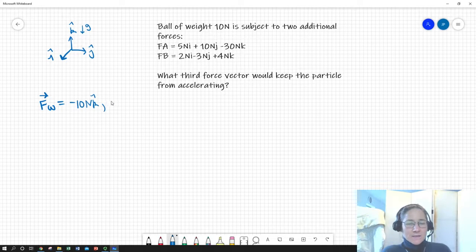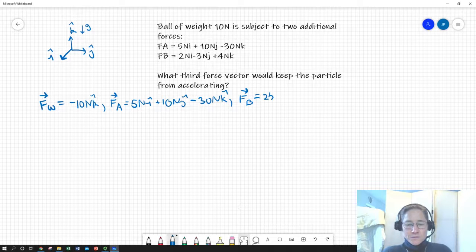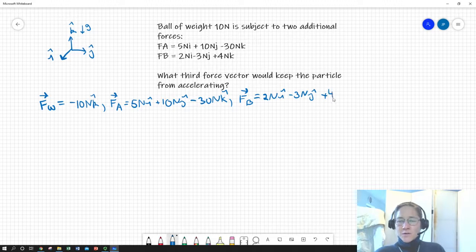And we've also got force A, which is providing us 5 newtons I hat, 10 newtons J hat, minus 30 newtons K hat, and force B is giving us 2 newtons in the I hat direction, negative 3 newtons in the J hat direction, and positive 4 newtons in the K hat.